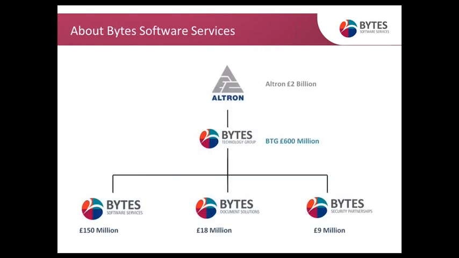Firstly, about Bytes Software Services. Last year we had a turnover of around £150 million, and we employ around 150 people. We're a relatively small company based in Surrey, but we have offices in Manchester and York as well. We're headed up by the Ultron Group, based out of South Africa, and that's a £2 billion company. What it means is that we're a smaller company with the agility to fit your needs, but we've got great backing, giving us that financial stability that our customers really want.